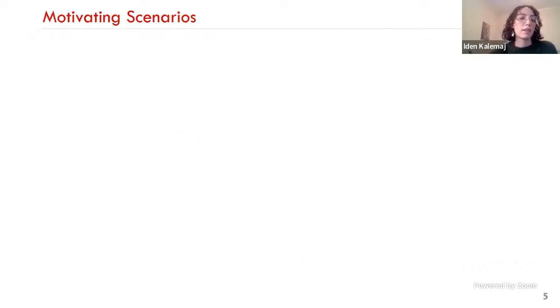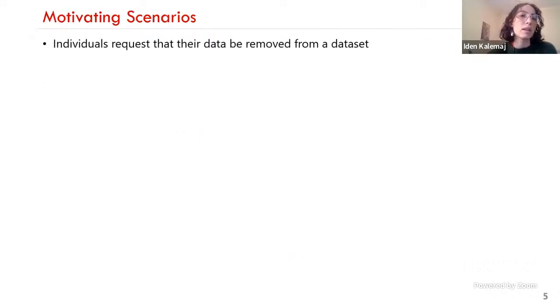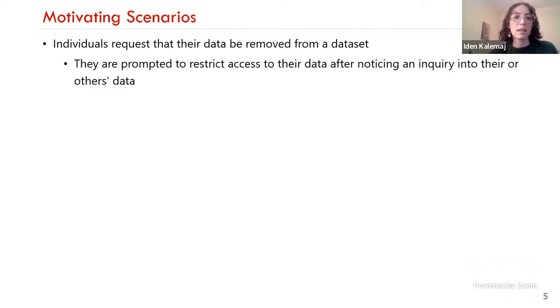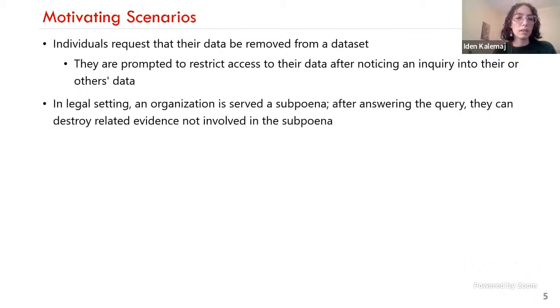Here are some motivating scenarios that we consider for this model. The first scenario considers the case of individuals who request that their data be removed from a data set. Such requests can be adaptive to the queries of the algorithm, as individuals can be prompted to restrict access to their data after noticing an inquiry into their or others' data. Another scenario is that of a legal setting when an organization is served a subpoena.